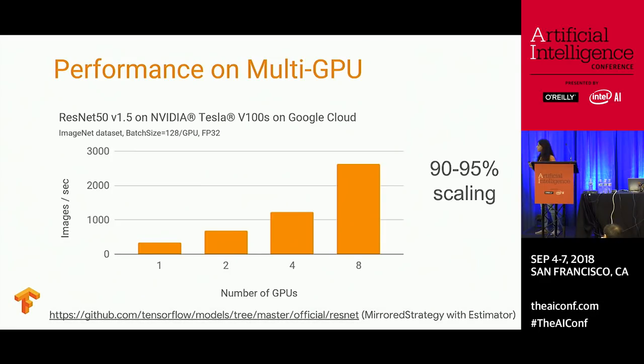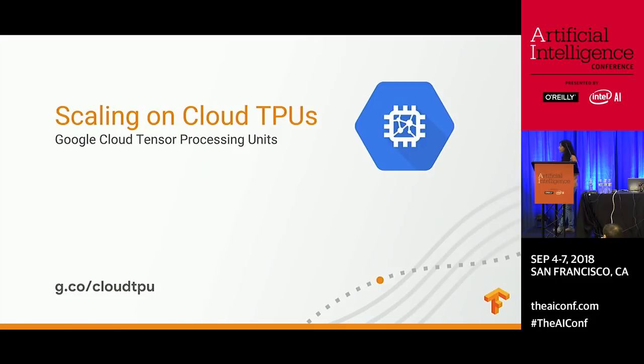Note that these numbers were obtained by using the ResNet50 model that's available in our official Model Garden repo, and currently it uses the Estimator API. We're working on Keras performance actively. So far, we've talked a lot about scaling onto multiple GPUs.